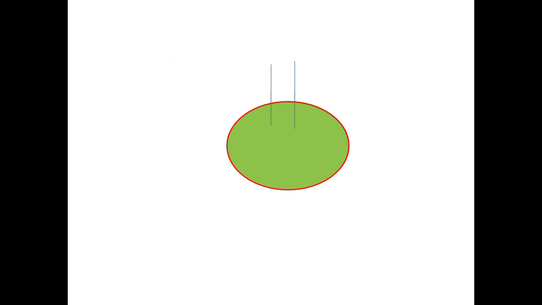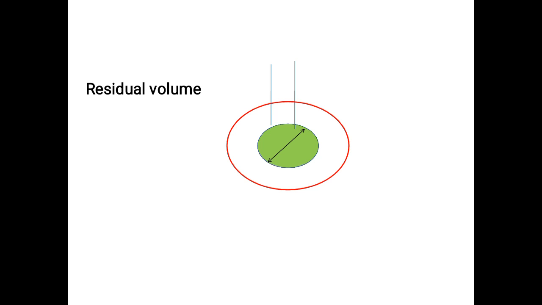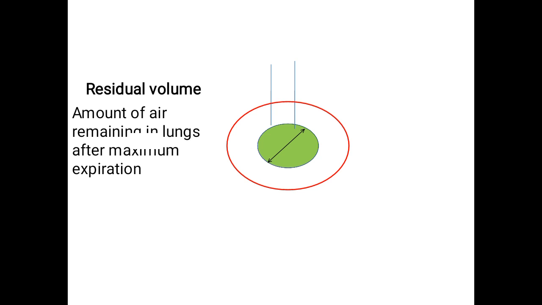First we'll ask the subject to take maximum expiration. We ask him to expire forcefully with whatever maximum strength. Now see, expired, whole air went out. Now whatever amount of air remaining in the lung, this volume is called as residual volume. That means amount of air remaining in lungs after maximum expiration. Is it clear? So this volume is called as residual volume.